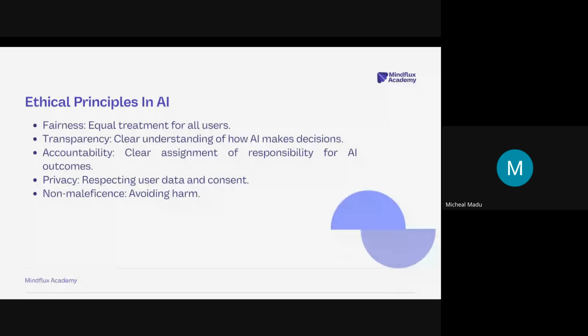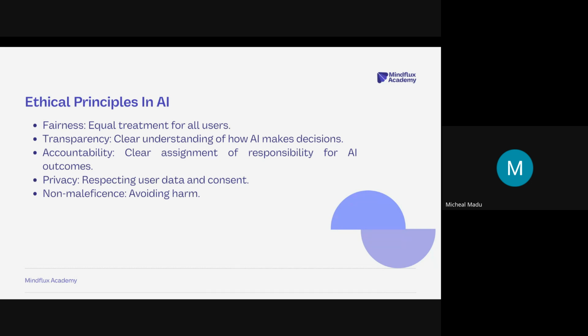Now, the ethical principles of AI that we're going to be looking at: fairness. There has to be equal treatment for all users. You have to ensure that when building an AI technology, it is open and easily accessible to everybody. Which is why you see in most models that you pay for, as much as you might pay for these AI solutions, there's still room for a basic plan. So for people that might not afford the premium plan, there's still a basic plan, just to ensure that everybody has access to it. That is a principle that's always being factored in: equal treatment for all users.